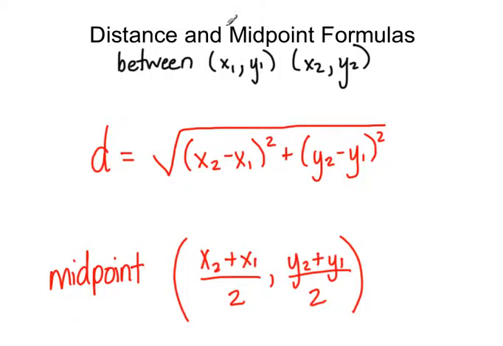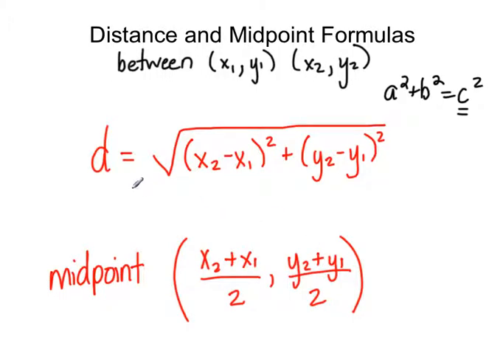Now, this is coming from the Pythagorean Theorem, a squared plus b squared equals c squared, when you used to find just the value of the hypotenuse. And I'll show you how that matches up in the next slide. The midpoint formula is essentially an average. So if you have 2 points, you can add the two x values together and then divide by 2, and add the two y values together and divide by 2.